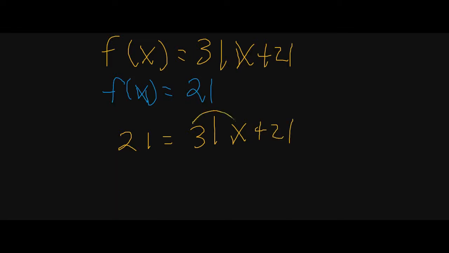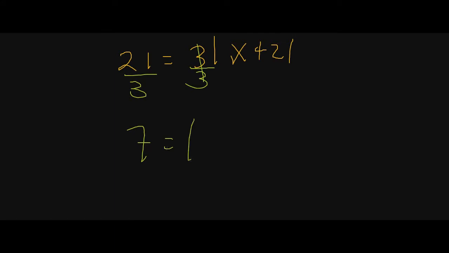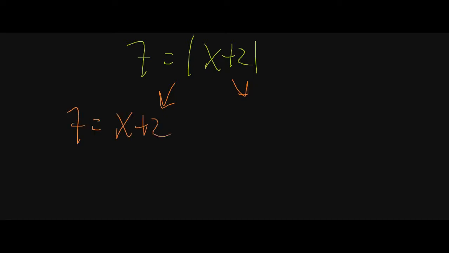Okay, I can't distribute this in here because we have the absolute value that's keeping this together. So the first thing I'm going to have to do is divide both sides by 3. Once I divide both sides by 3, I'm going to get 7 is equal to the absolute value of x plus 2. Okay. Now, just like before, we're just going to split this up into two equations. 7 is equal to x plus 2, and negative 7 is equal to x plus 2, however you want to write it. All right, we subtract 2 from both sides.